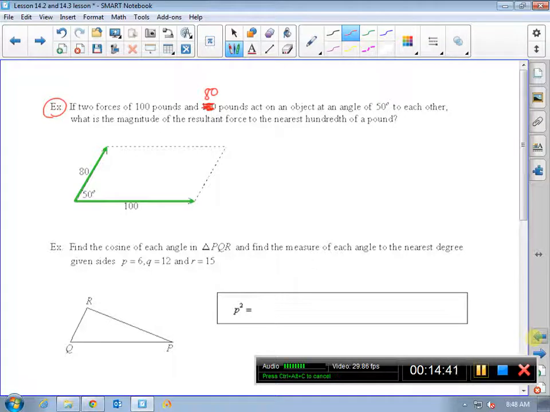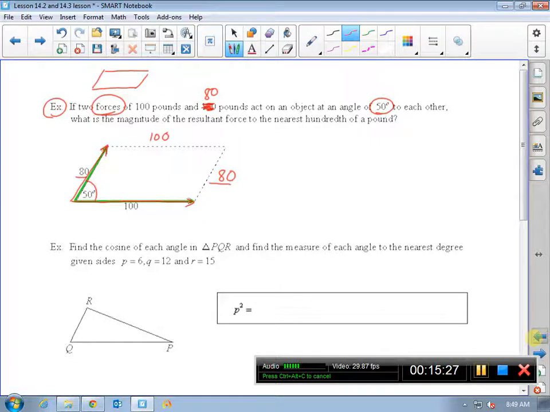So this is a special type of question. We're going to draw forces questions in the form of a parallelogram. So you can see I have the 100-pound force along the bottom and the 80-pound force coming up with that 50-degree angle between them. Okay? 50 degrees between them. Some of the properties of parallelograms that we're going to need you to remember is that opposite sides are congruent. So I'm going to label this 80 over here. I could label this 100 up here.